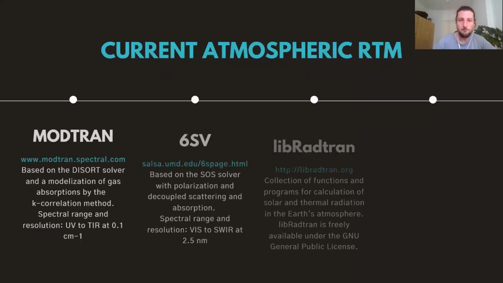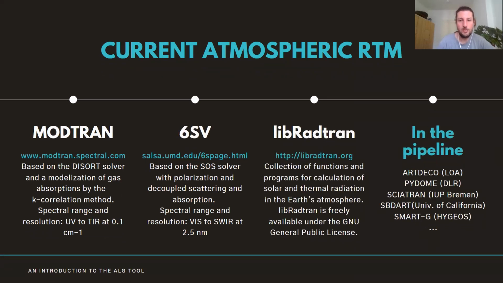Currently there are 3 atmospheric radiative transfer models being implemented into the tool. I started with MODTRAN, a widely used radiative transfer model. It's based on the DISORT solver, and it models the gas absorption with the k-correlated method. It covers the entire spectral range from ultraviolet to thermal infrared at a very high spectral resolution of 0.1 cm^-1.